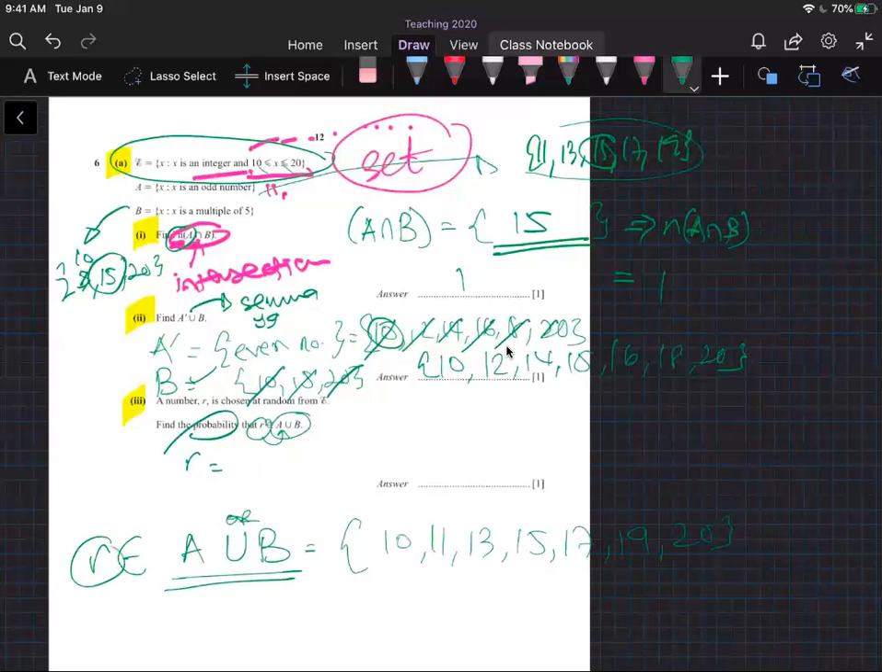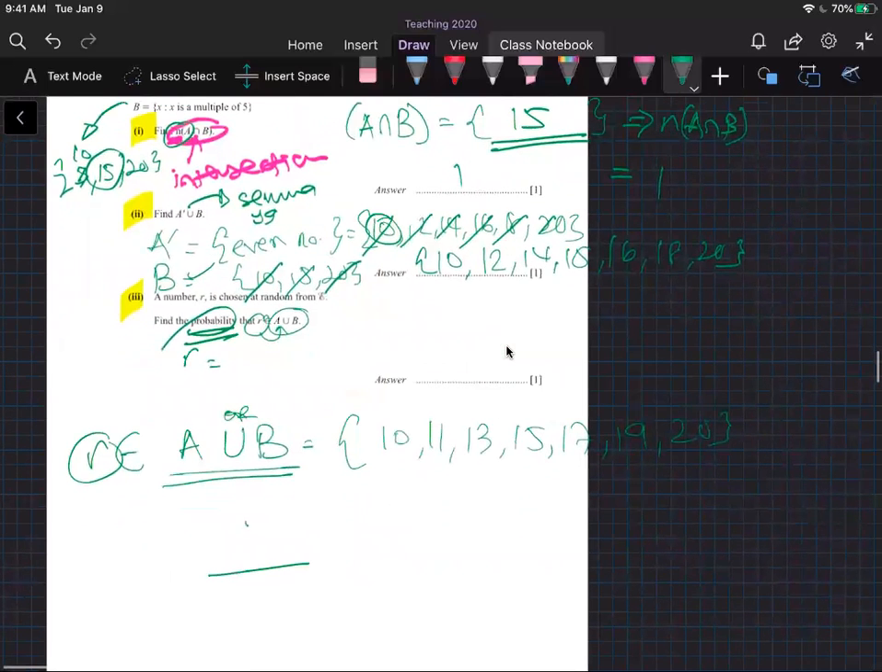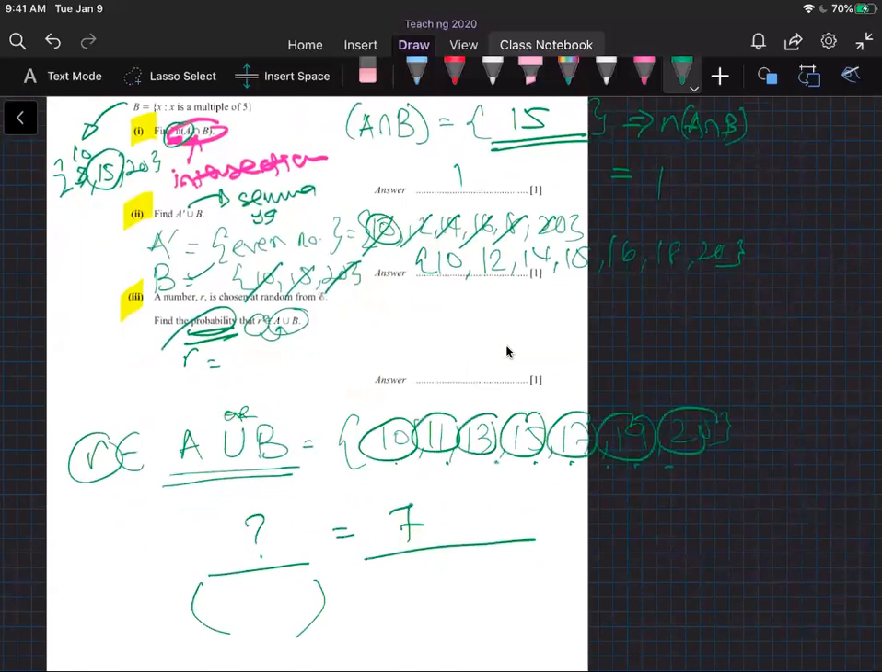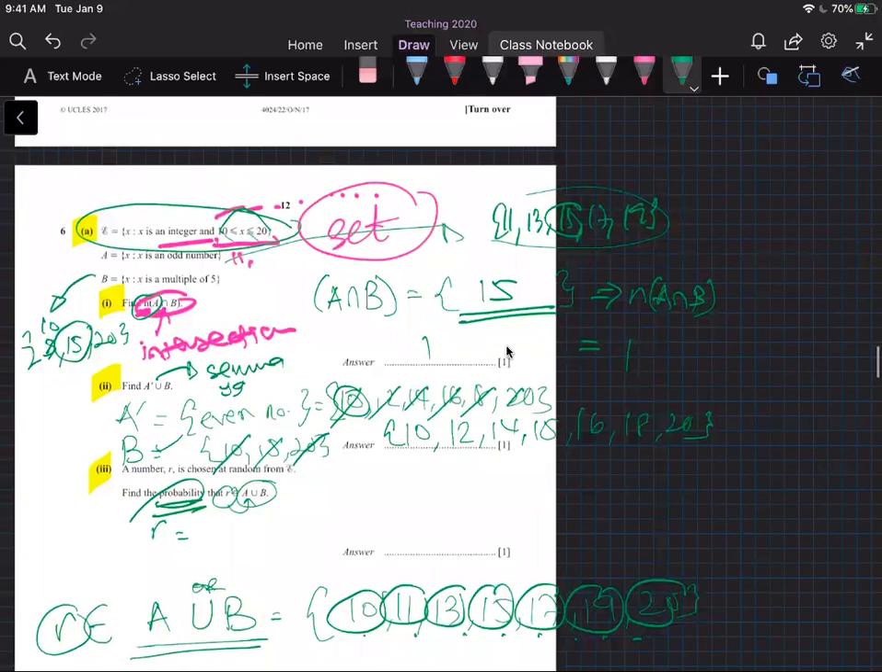So, we don't know what R is. We know that it's inside here. You have to find out the probability. Ingat, probability is basically apa yang kamu mau over total sekali, semua sekali. So, apa yang kamu mau? Kamu mau di antara semua nombor ni. Ada berapa? 1, 2, 3, 4, 5, 6, 7. Ada 7 nombor. Over total semua sekali nombor berapa? 10 sampai 20. Jangan lupa, bukannya 10 tu kamu kira benar-benar. 10, 11, 12, 13, 14, 15, 16, 17, 18, 19, 20.